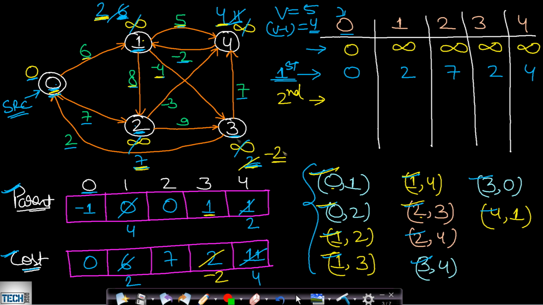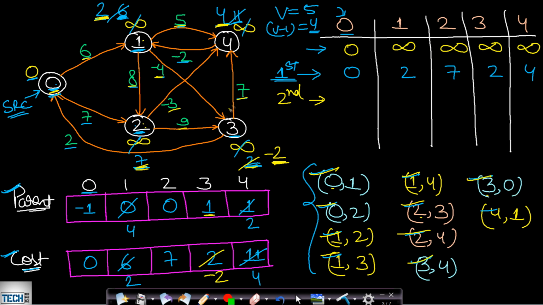The same goes for this 2 to 3. For this 2 to 3, the cost is 7 plus 9, 16. But the already present cost is minus 2, so we won't do anything. For this 2 to 4, it is 7 plus minus 3, which is 4. It is already 4. For this 3 to 4, the cost will be this minus 2 plus 7, which will be 5. But already present cost is 4. So we won't do anything.